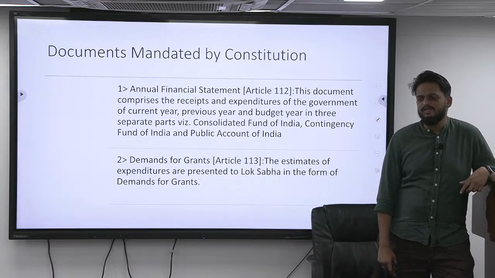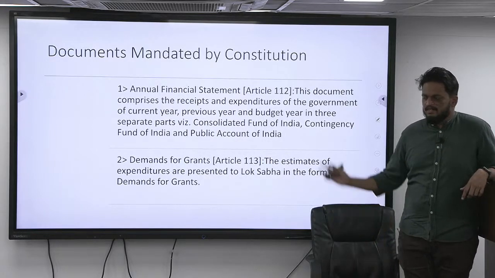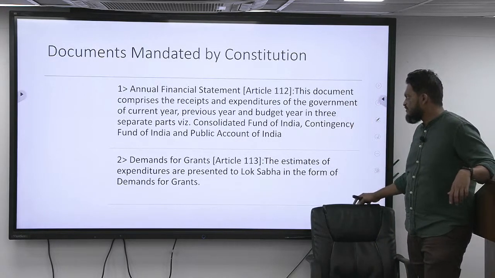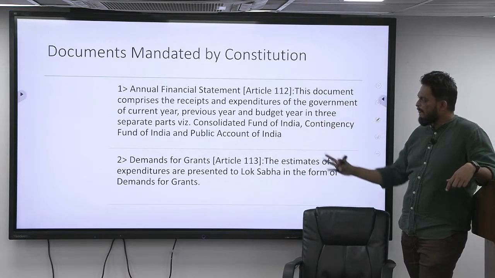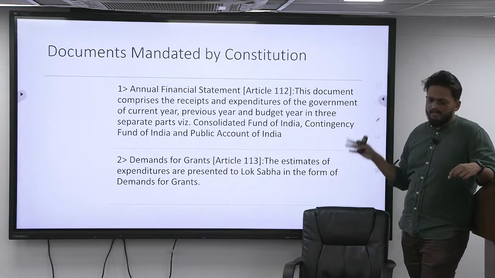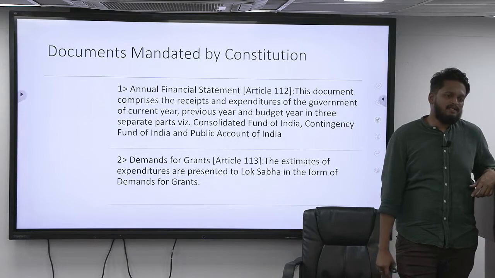This is the whole picture. This checks and balances is working like this. So first is the annual financial statement. We already saw Article 112. It comprises receipts and expenditures of government for the current year, previous year, and budget year in 3 parts. We already saw 3 years data. Next year's budget year means next year. For that we have estimates.